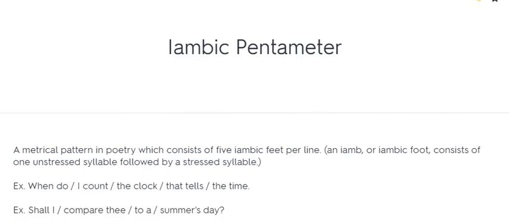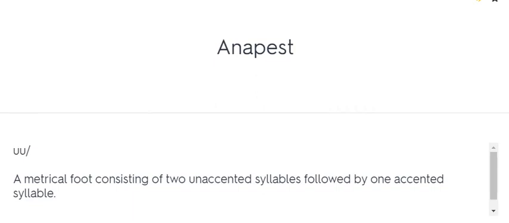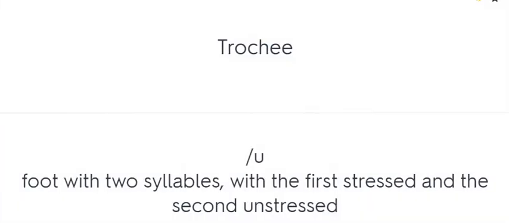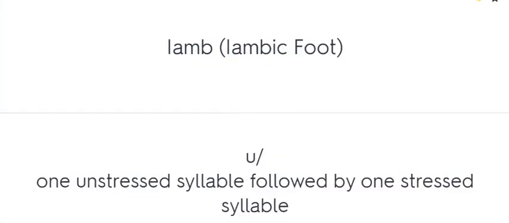Iambic pentameter. A metrical pattern in poetry which consists of 5 iambic feet per line. When do / account / the clock / that tells / the time. Shall I / compare thee / to a / summer's day? Anapest. A metrical foot consisting of 2 unaccented syllables followed by 1 accented syllable, usually used in light or whimsical poetry, such as a limerick. Trochee. A foot with 2 syllables, with the first stressed and the second unstressed. Iamb. 1 unstressed syllable followed by 1 stressed syllable.